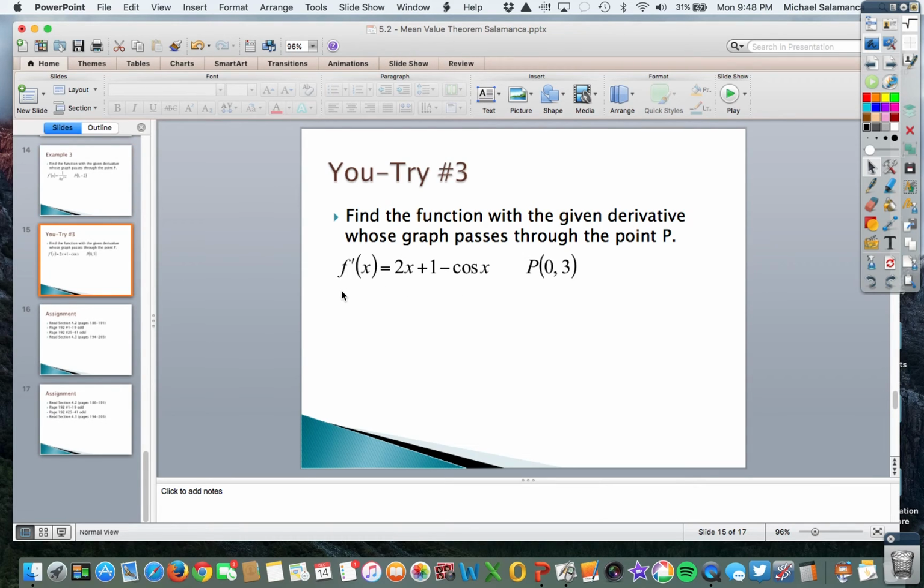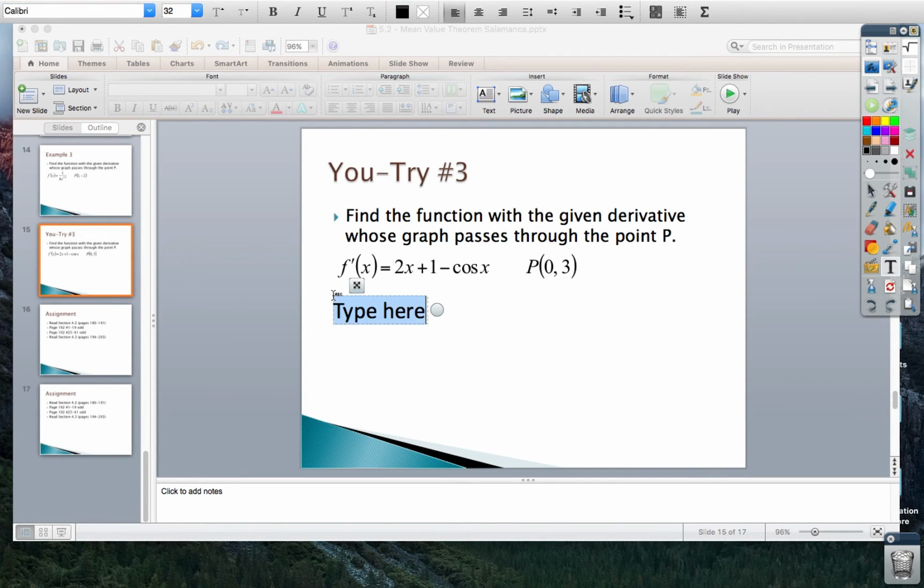So here, same idea. We're going to find out what's the opposite of each one. So we're going to do this a little slowly, and you'll notice it's in pieces because it's separated by addition and subtraction signs. So what would give us 2x would be x squared. Because if we take x squared and find the derivative, it's 2x.